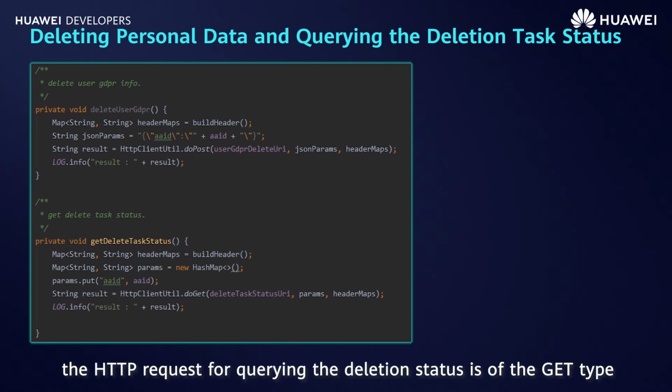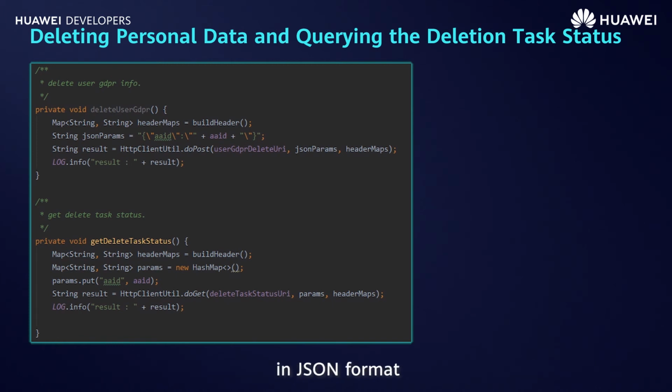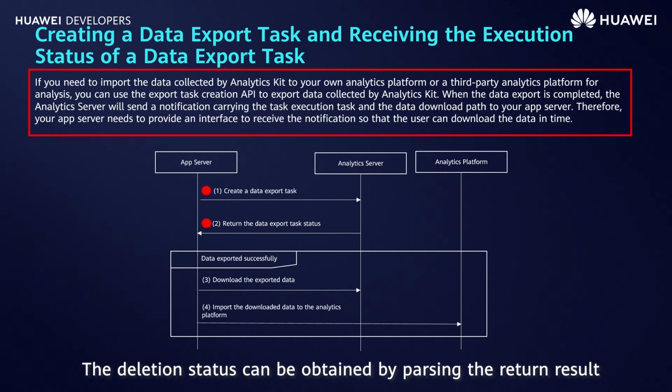Similarly, the HTTP request for querying the deletion status is of the GET type. The AID follows the URL and does not need to be constructed in JSON format. The deletion status can be obtained by parsing the return result.